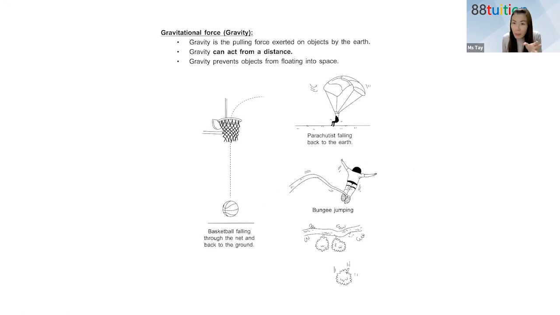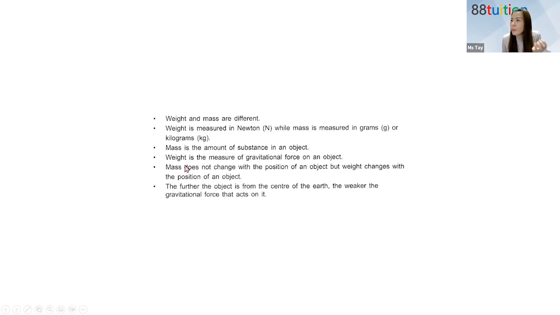If you are not being pulled by gravity, what will happen? You will go into outer space, isn't it? Gravity prevents objects from floating into space. That's what I mean. So all these are examples: durians falling, people bungee jumping, parachutists falling back to the Earth. A basketball will also fall back to the ground because of the action of gravity.